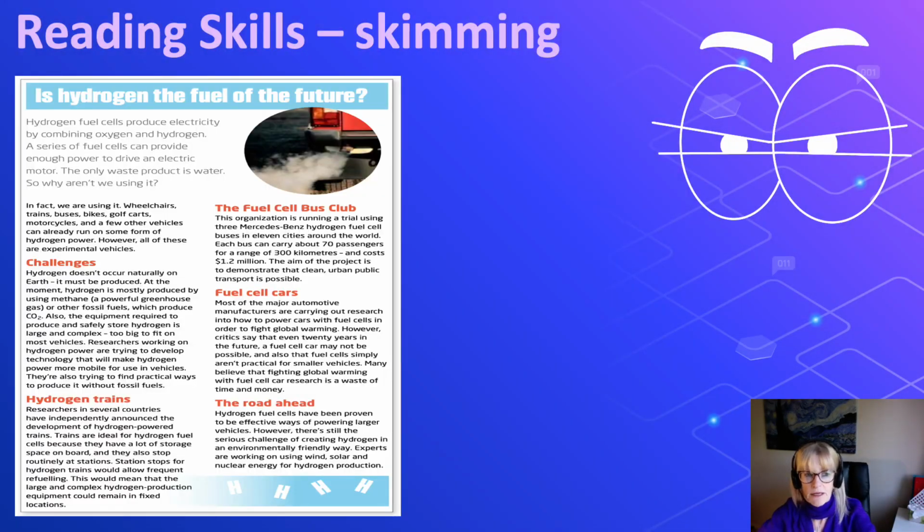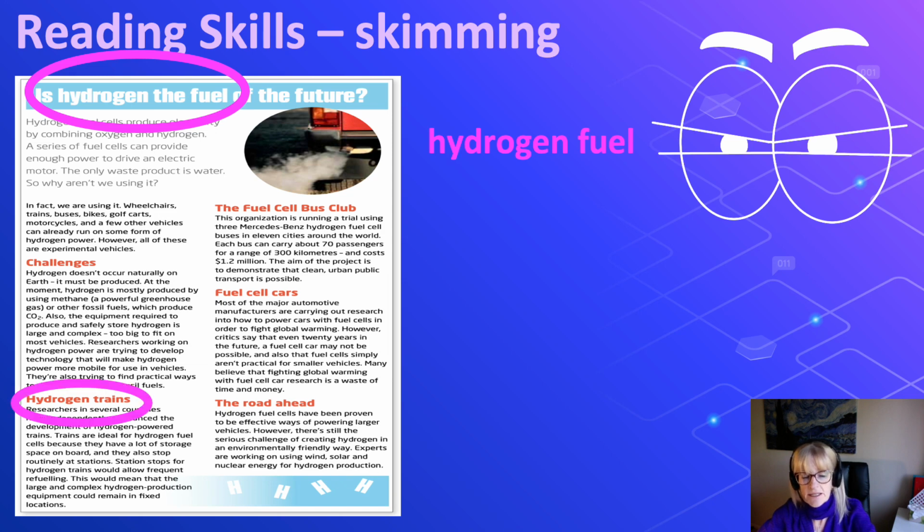A look at an example now. Here's my reading, and I just skim over the top of that reading. I can see straight away from the heading that this reading is about hydrogen fuel. Then when I have a look down, I can see a couple of headings that say hydrogen trains. That tells me that maybe trains can be run using hydrogen fuel. And then over here, I can see it says fuel cell cars.